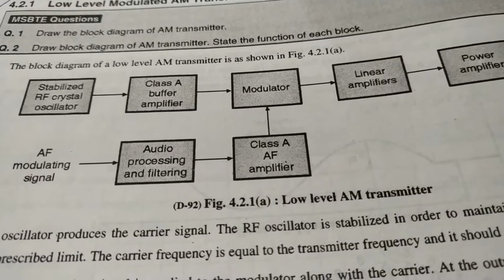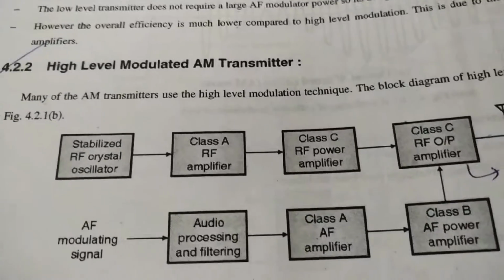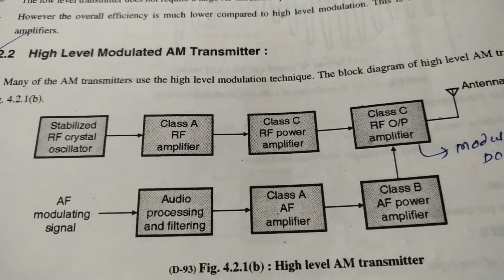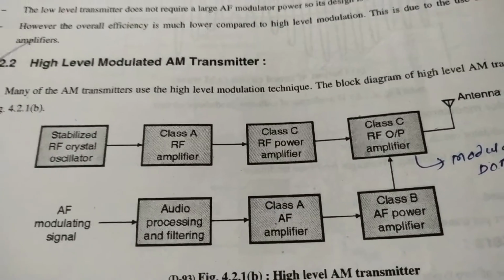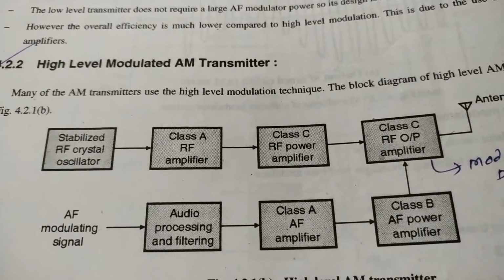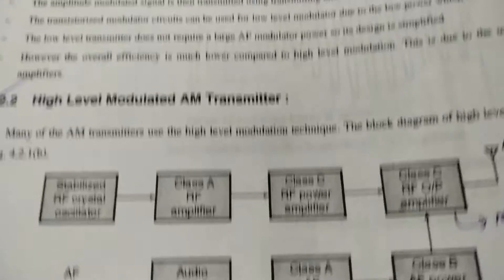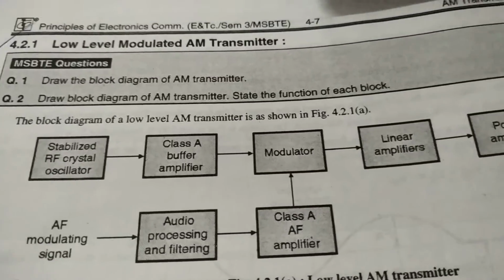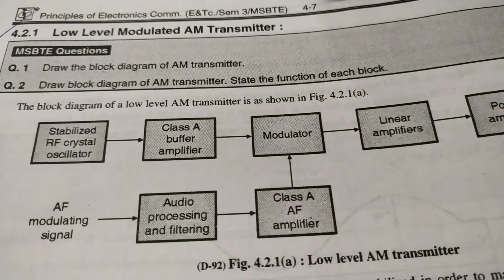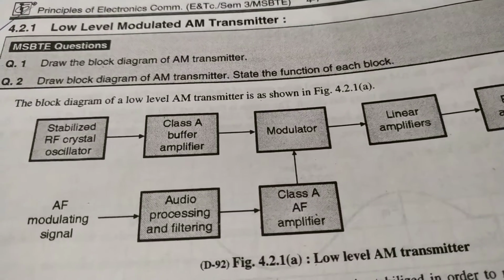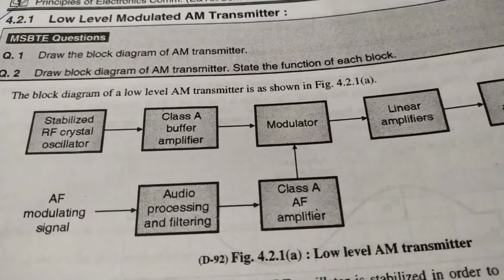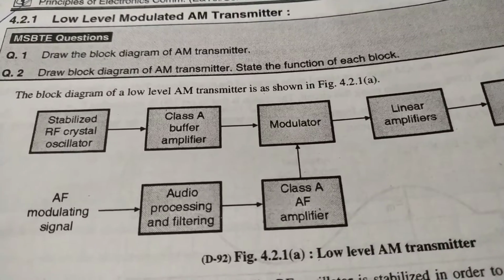And this one is the second, the high level modulated AM transmitter. Both these modulated circuits generate the AM modulated signal. So first, we can observe the low level modulated AM transmitter. On your screen, you can observe the block diagram of the low level AM transmitter.